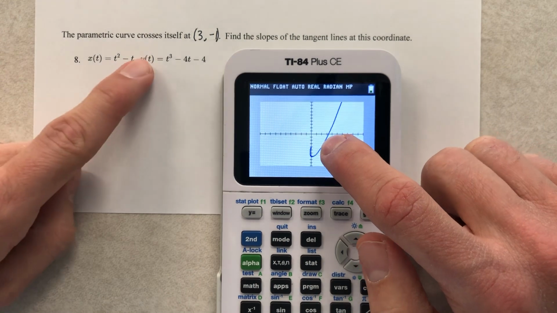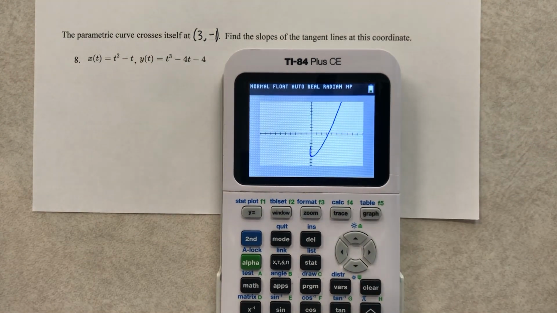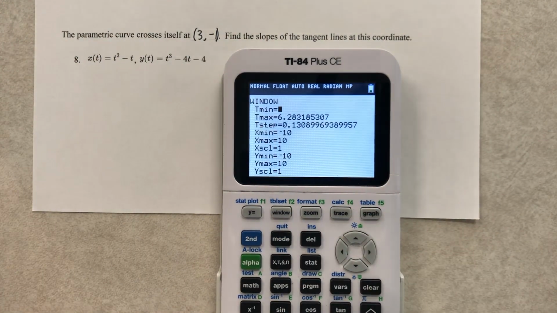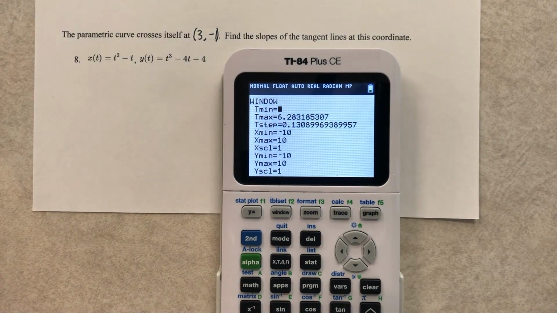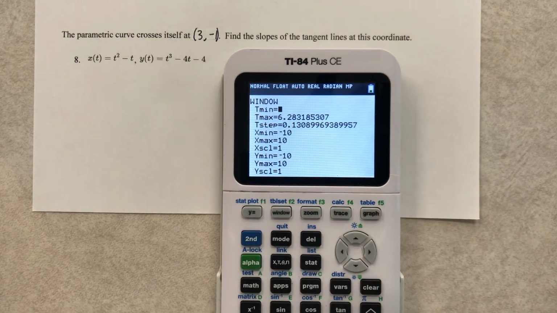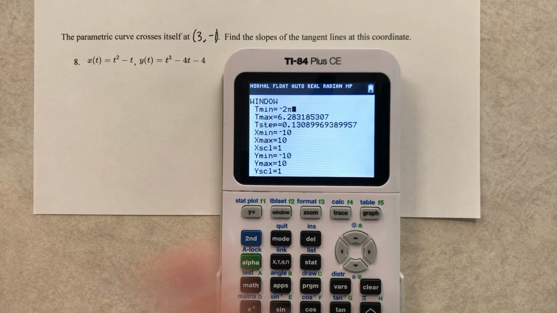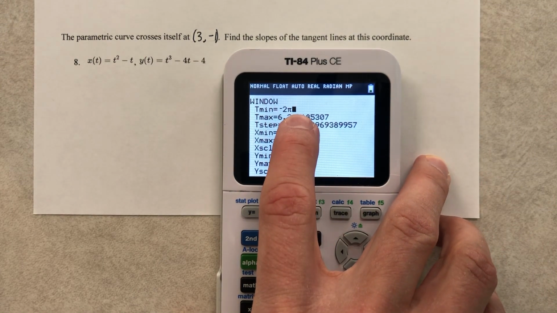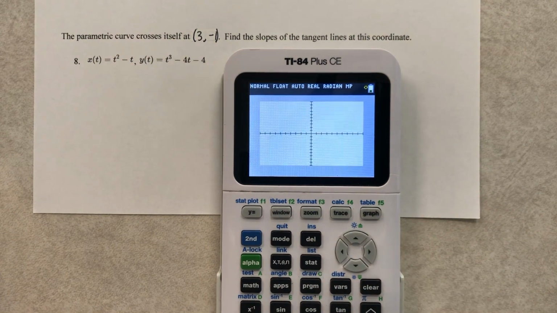So it does cross itself at (3, -1). We're not seeing it. So let's adjust some things on the window. It's not a matter of zooming in or out with x and y values. It's a matter of adjusting the t values. Maybe we don't go back far enough. I like to go back to -2 pi. Even though this problem does not involve trig at all, they usually use 2 pi as a maximum here, as a default. So we'll go to -2 pi as the minimum, and we'll press graph.